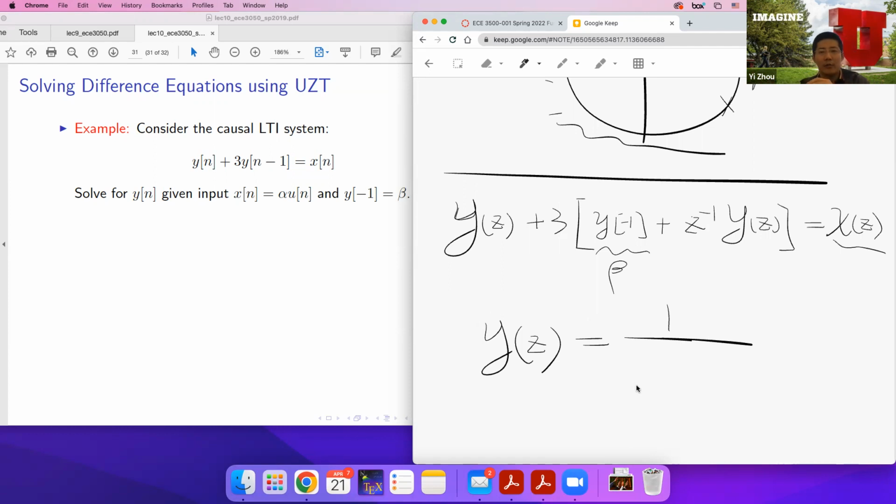And similar to the unilateral Laplace transform, the region of convergence is clear, because for the unilateral transform the ROC is always extending outwards. So what you do is find all the poles of this z transform and look at the outermost pole. So the ROC would extend outwards from the outermost pole. Now with that ROC, you can come back and find the inverse of this z transform by referring to the table.